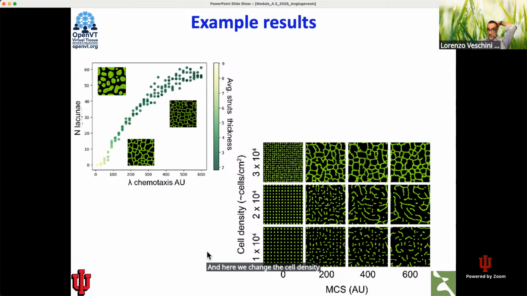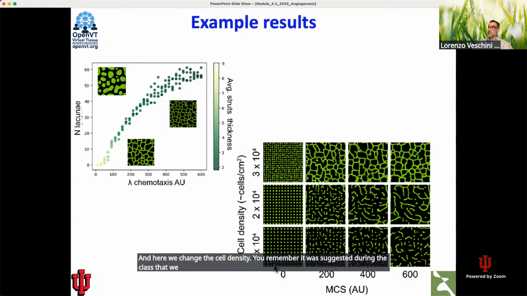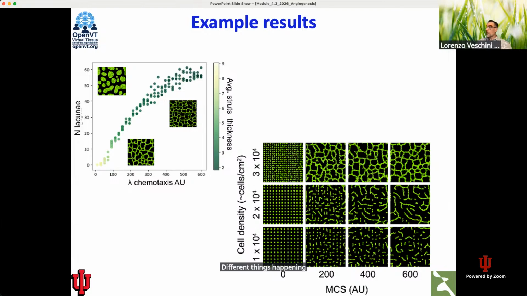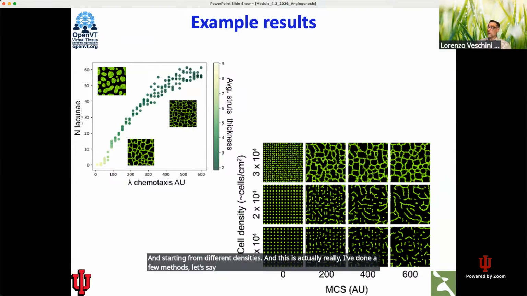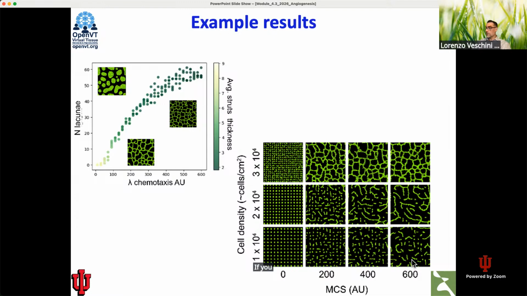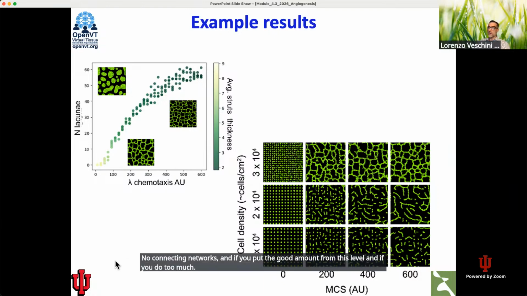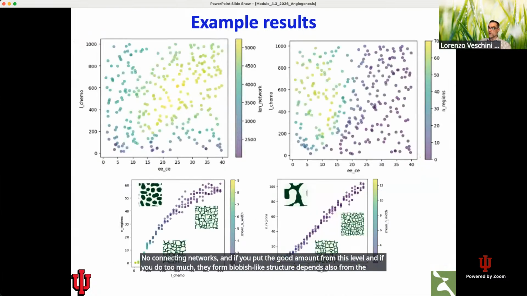And here we change the cell density. You remember it was suggested during the class that we might change that, and you see that at least in the condition shown in the exercise, we have different things happening, starting from different densities. And I've done a few matrigel assays in my life in vitro in that manner, and this is actually something that you see. If you put too few cells, they will form non-connecting networks, and if you put the good amount, they form this level, and if you put too much, they form blobbish-like structures. It depends also on the VEGF conditions.